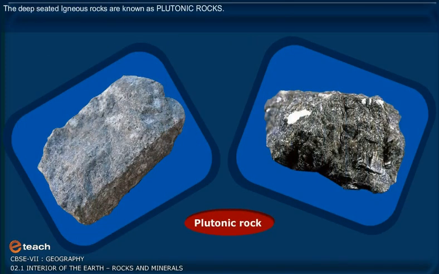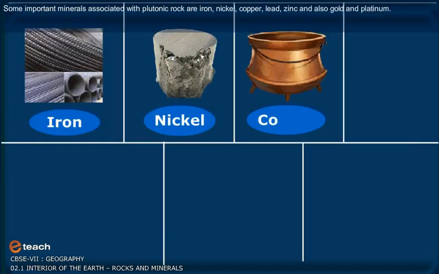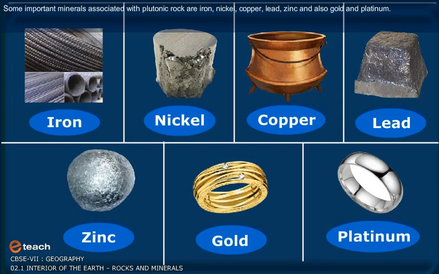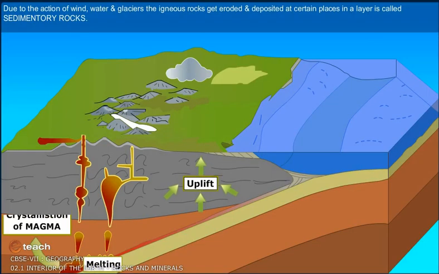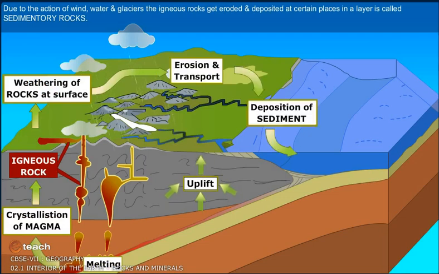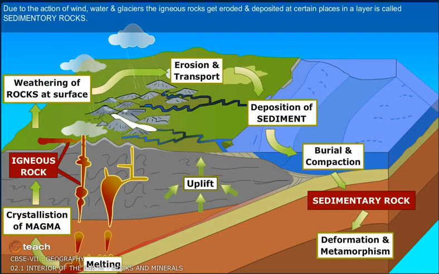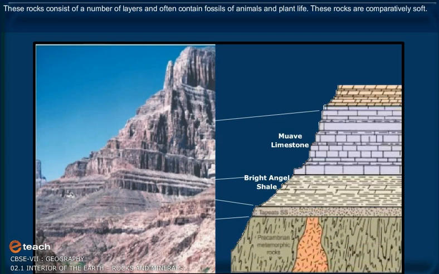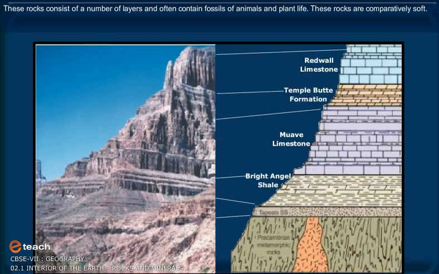The deep-seated igneous rocks are known as plutonic rocks. Some important minerals associated with igneous rocks are iron, nickel, copper, lead, zinc, and also gold and platinum. Due to the action of wind, water, and glaciers, the igneous rocks get eroded and deposited at certain places in layers called sedimentary rocks. These rocks consist of a number of layers and often contain fossils of animals and plant life. These rocks are comparatively soft.